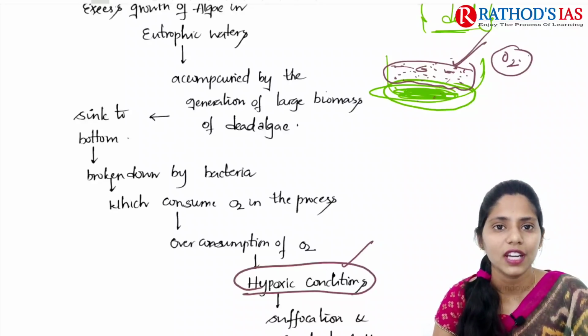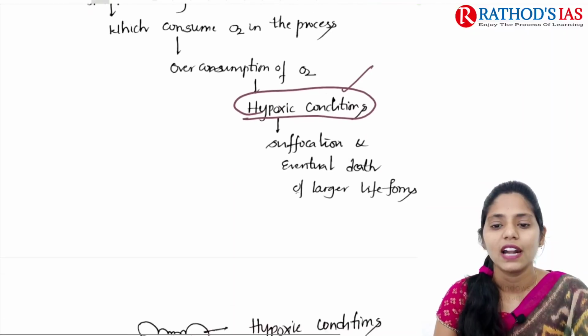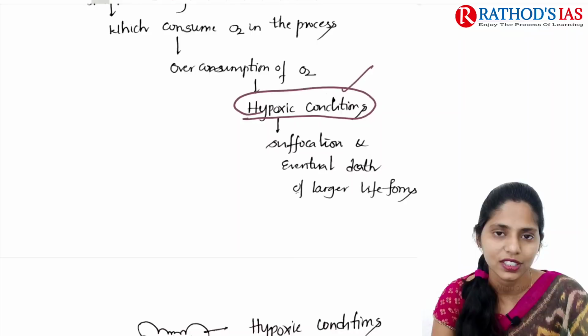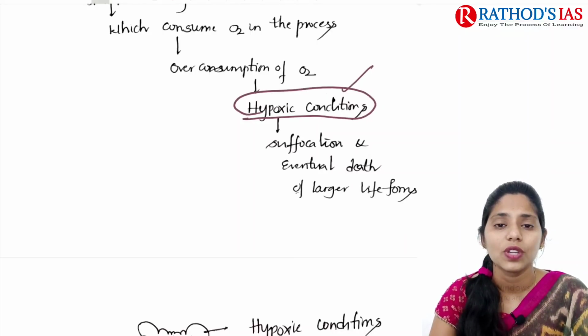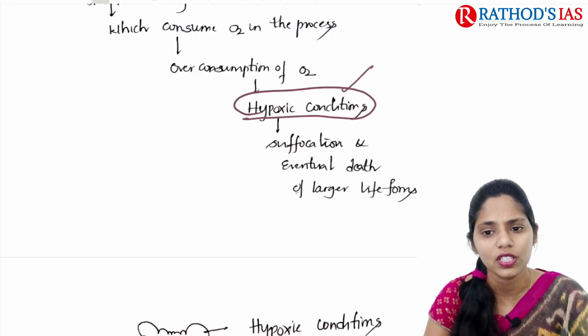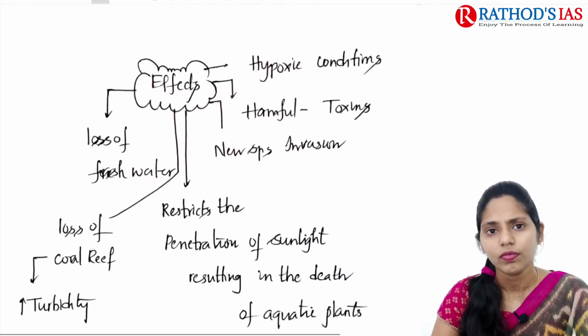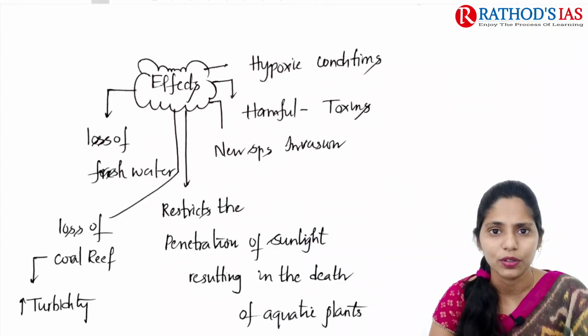They will not get enough oxygen, and finally that will lead to eventual death of larger life forms, sometimes frogs, as well as fishes and prawns, etc. So that will lead to the death of these larger life forms. So this is about what will be happening after this biomass.